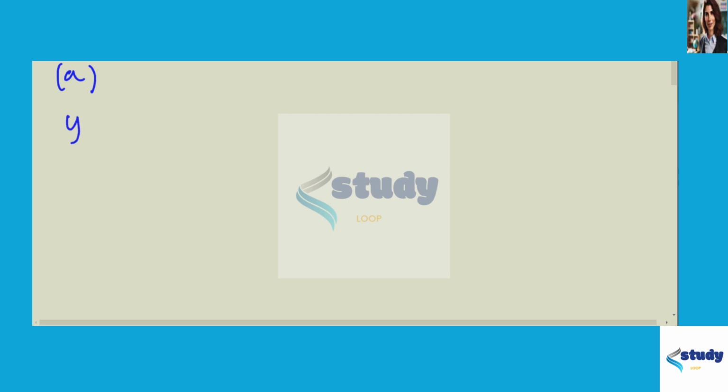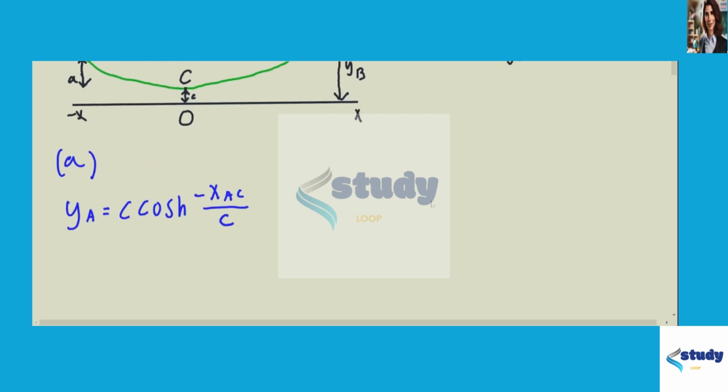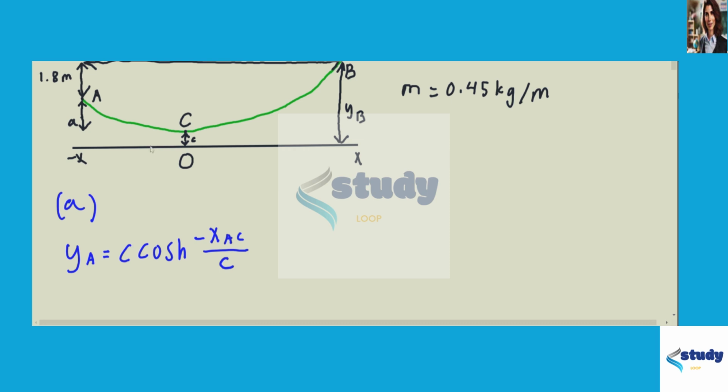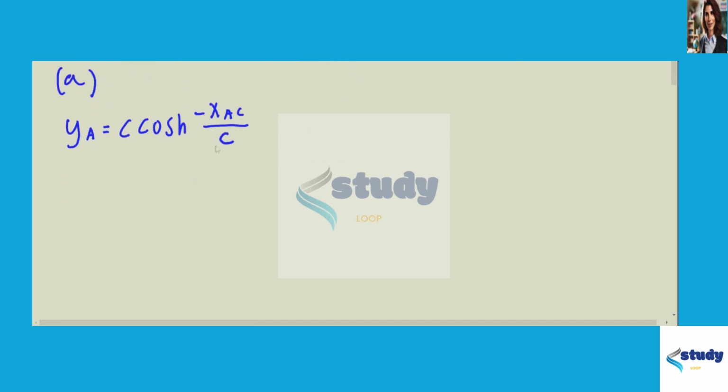So for y of A, we can write that as C times the hyperbolic cosine of negative x of AC divided by C. And this negative sign is here since we're on the left side of this origin point. So this is going to be a negative value.